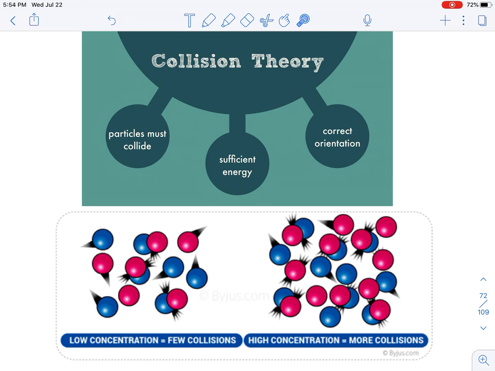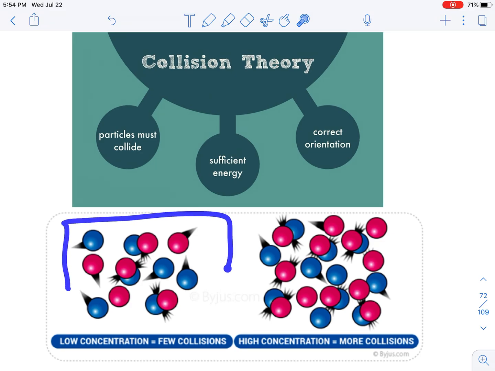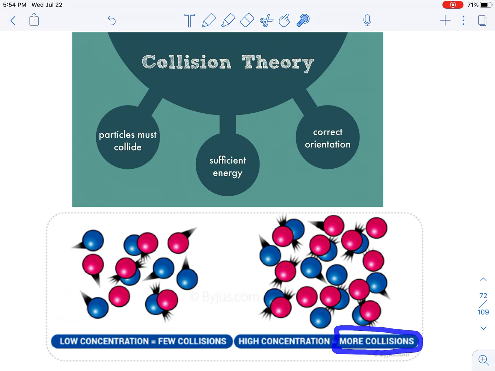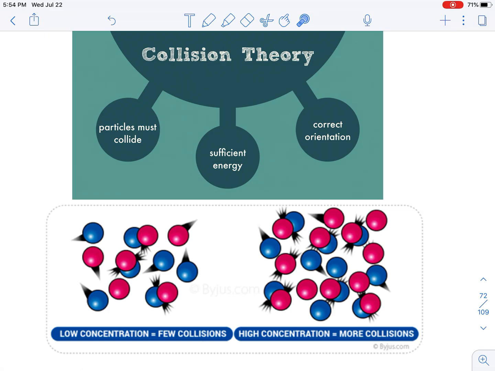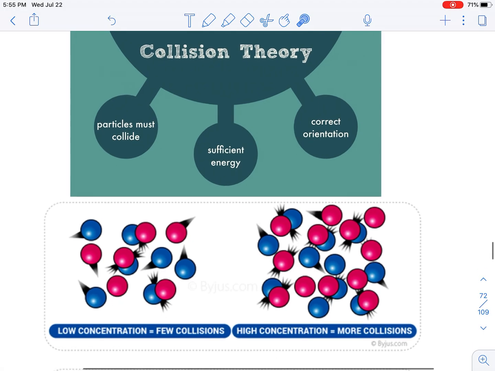Now, when you compare this to a solution that has high concentration or high amounts of reactant particles given the same space as this example, more collisions will most likely be observed. One can assume that if there are more collisions occurring due to the high abundance of reactant particles, then you have an increased probability for the reactants to be converted into products. And therefore, the rate of the reaction is going to increase compared to low concentration reactant particles.